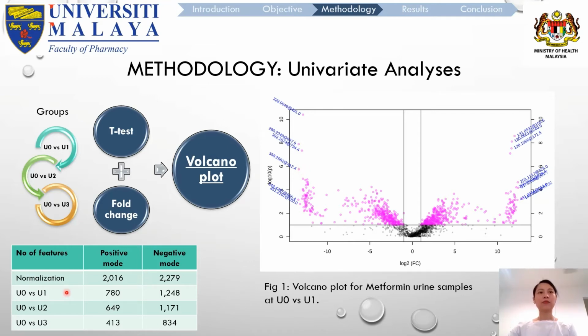The tables are the number of features for positive and negative mode. After normalization, we have about 2,000 features in the positive mode and 2,200 features in the negative mode. In the pair analysis for U0 and U1, we have 800 features in the positive mode and 1,200 features in the negative mode, and so on.